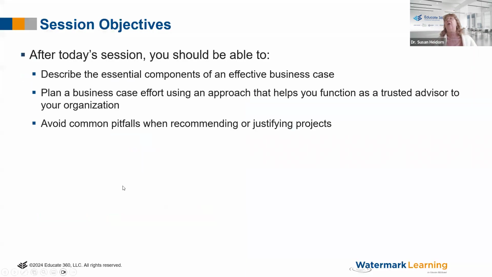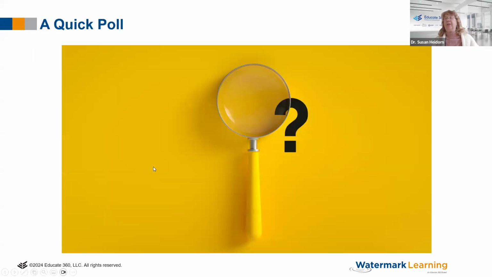So we're going to talk about what the essential components of an effective business case are. Let's get the core down so that we know what things we have to have for a successful business case. We're going to talk about planning and approach. We're actually going to give you a framework to remember those key components that are in a business case. And we're also going to talk about common pitfalls when recommending and justifying projects.